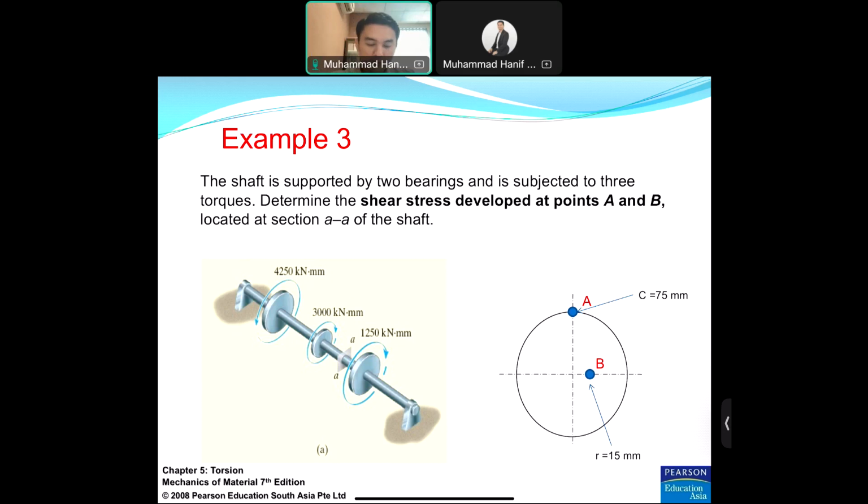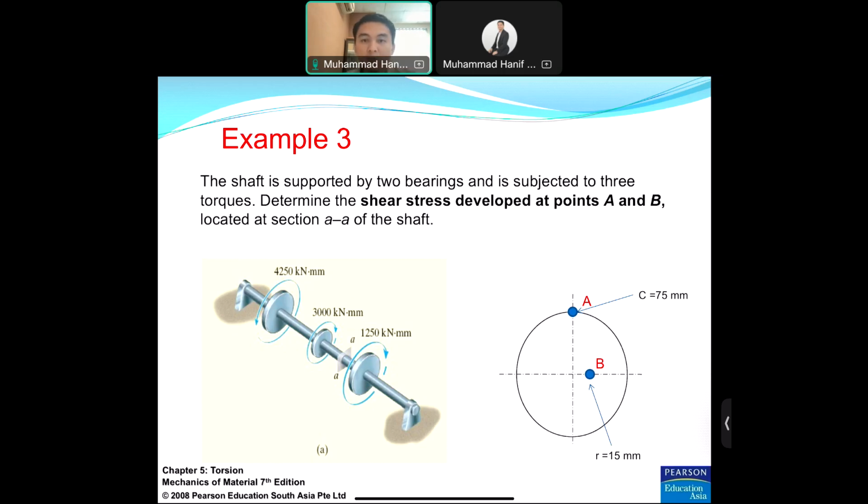Example 3. The shaft is supported by two bearings and is subjected to 3 torques: 4,250, then 3,000, and 1,250. The question is, determine the shear stress developed at points A and B, located at section AA of the shaft. So this is what we have to find, where is the exact location, to find the shear stress tau.